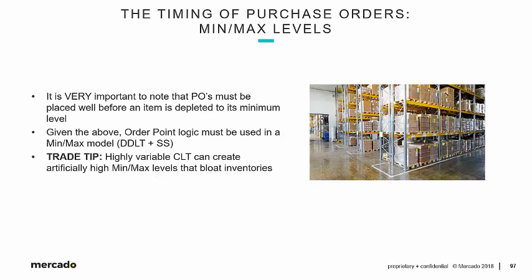As a trade tip, and this makes sense, highly variable cumulative lead time can create artificially high min-max levels that bloat inventories. Translation of that trade tip: if we can't rely on our cumulative lead times, an item that we buy 6 times a year, the first time the cumulative lead time is 120 days, the second time it's 140, the third time it's 110, how can we ever manage the min, and the max for that matter, if the cumulative lead time is unstable? This is another theme that we've talked about a lot. Here it comes to life in a very specific way.